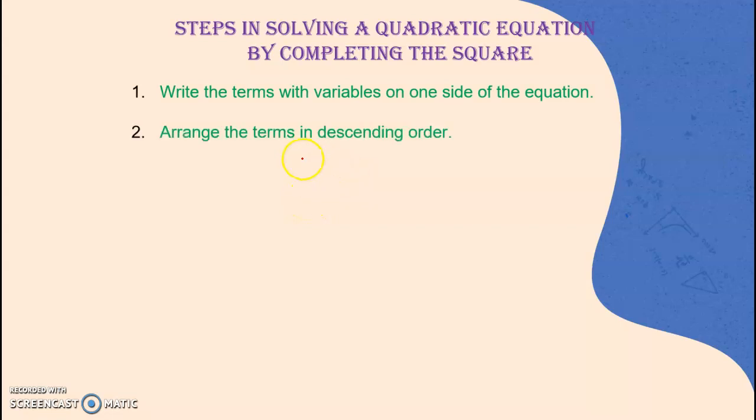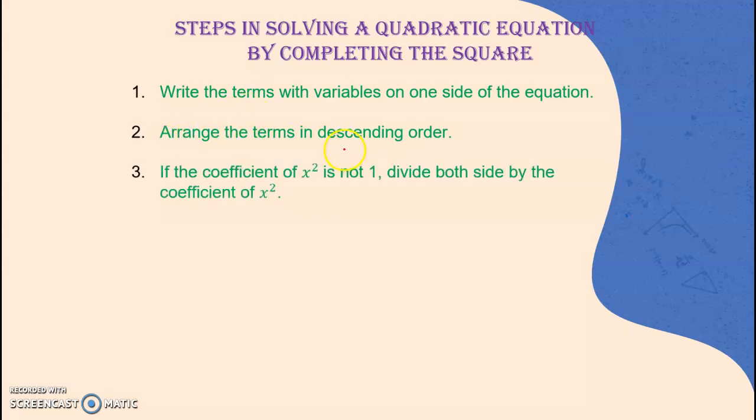Let's have first the steps in solving quadratic equation by completing the square. So first is you have to write the terms with the variables on one side of the equation. No? So makikita yan sa second part ng video na to. So second is arrange the terms in descending order. Usually we have that rule, no? So we always have that.